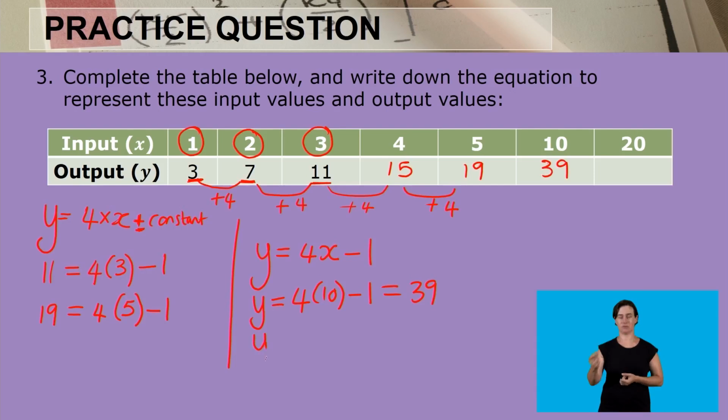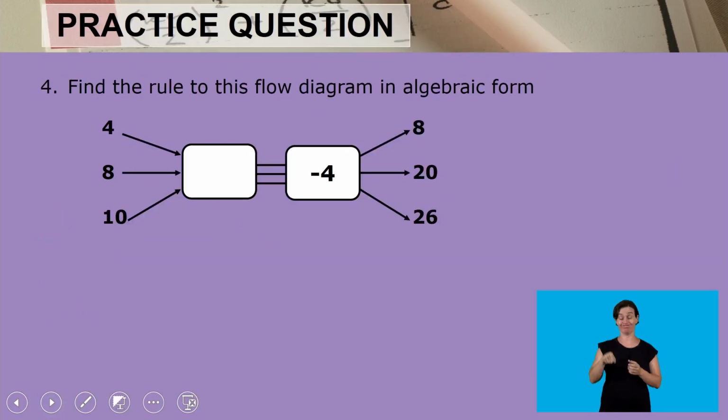Then again, we're going to do the same thing for the input value of 20. We're going to say 4 multiplied by 20 minus 1. And what answer do you get from there? You are correct if you got an answer of 79. So those are the values that were missing in our table. And of course, we could find some of them by noticing a pattern within those consecutive input values, and that helped us to get some of the output values in our table. That also helped us to get the rule for these numbers, and then we could fill out the rest of the table. Let's look at our last practice question there.